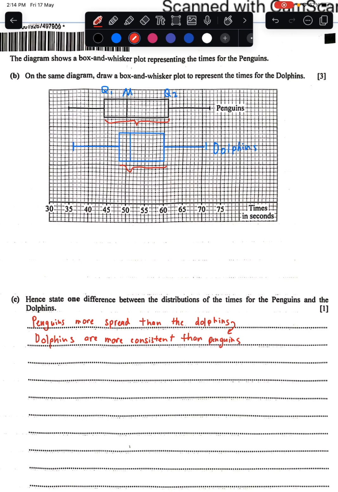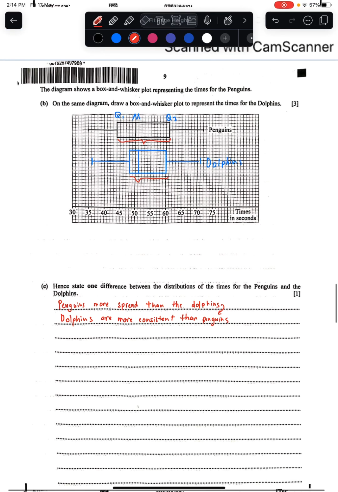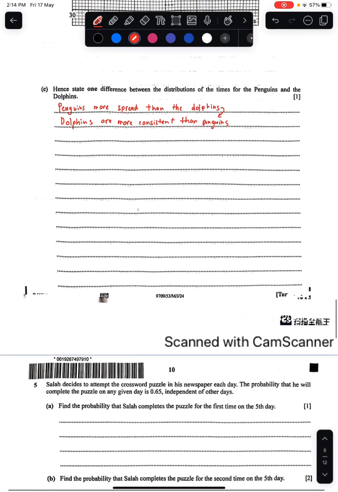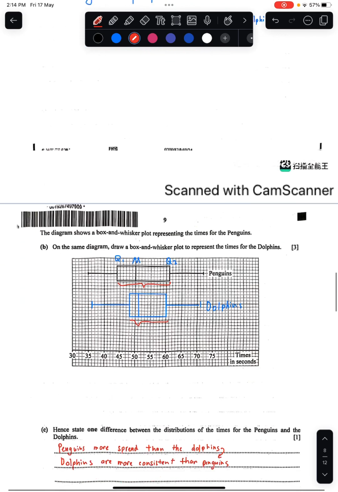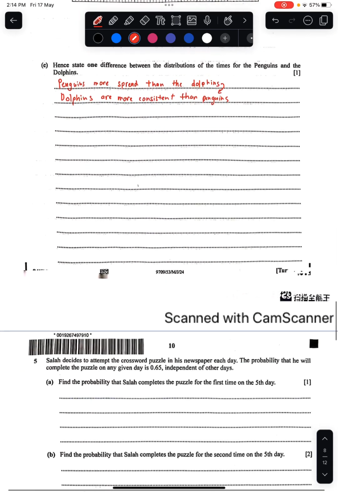It's better you state that there's more spread, and then you can conclude that the dolphins are more consistent because there's lesser spread. So it's better you write like that. So we are done for question 4. Easy. 4, 5, 6, 7, 8 marks. Okay, next.